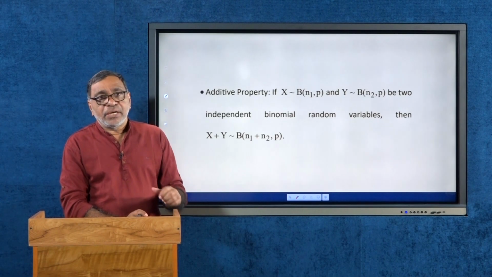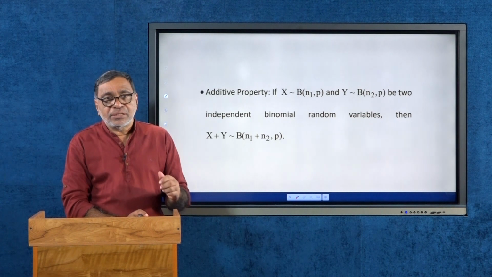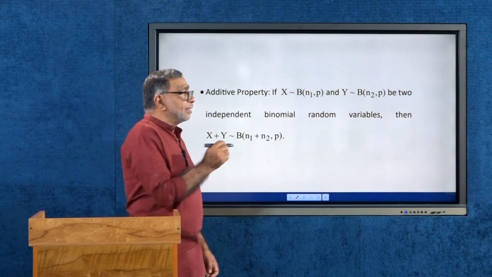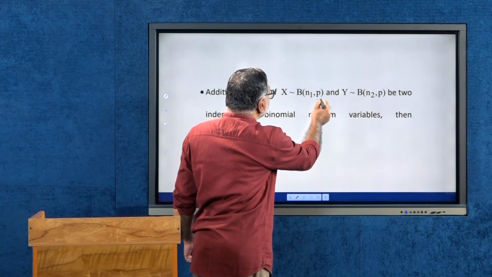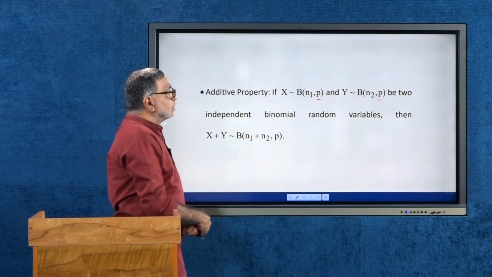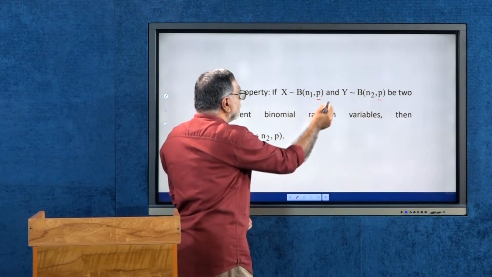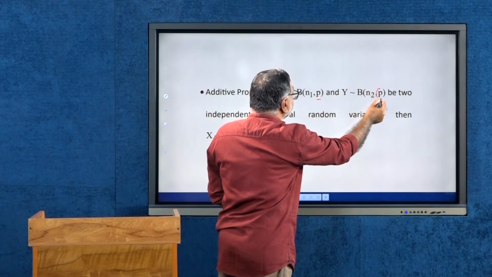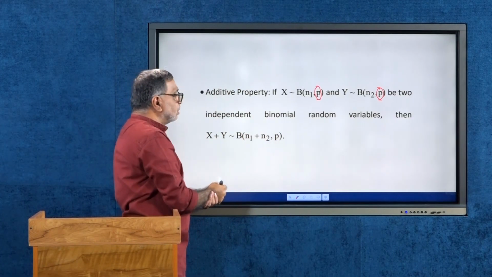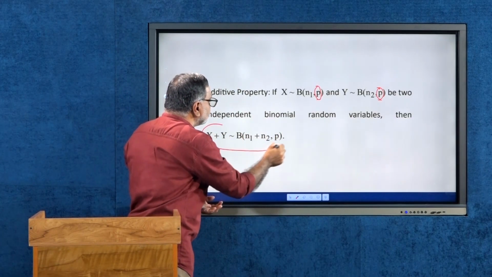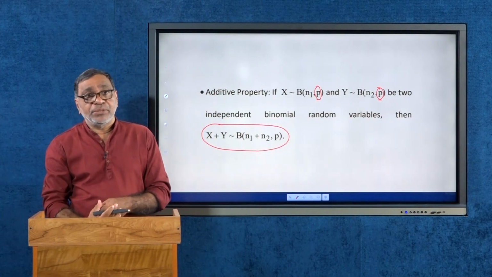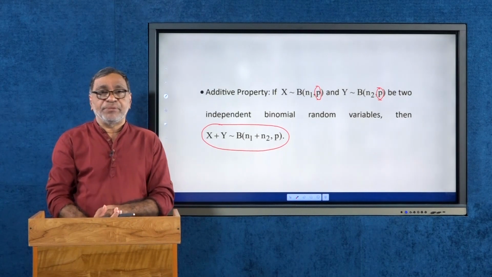Remember, the additive property is satisfied by the binomial random variable provided the second parameter, that is probability of getting success, is common. That is, for x it is binomial with n1 and p, and y is binomial with the same p. Then if these two random variables are independent, the sum of random variables is again a binomial random variable with the parameters n1 plus n2 and p.